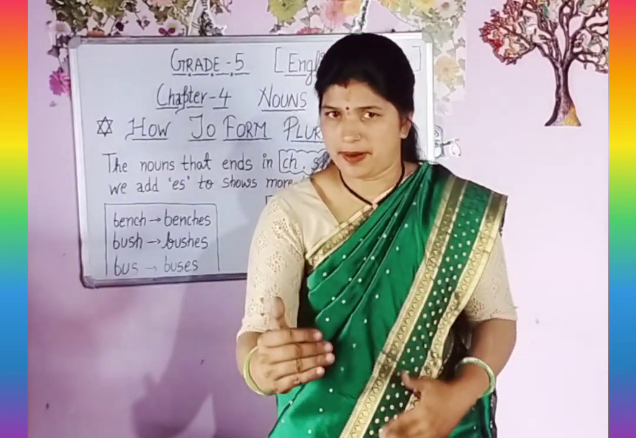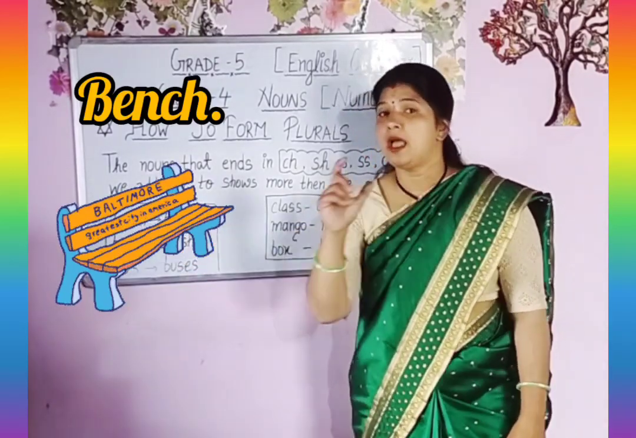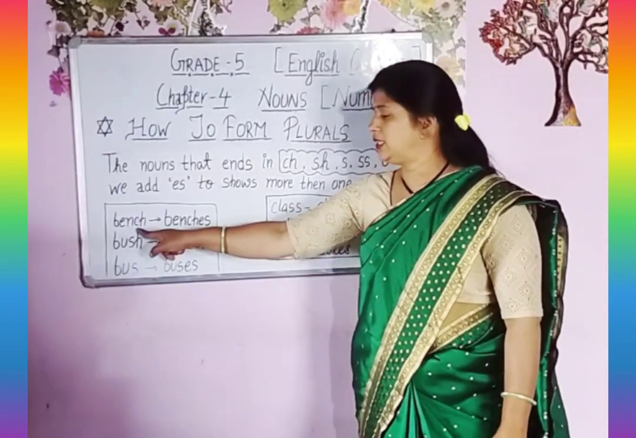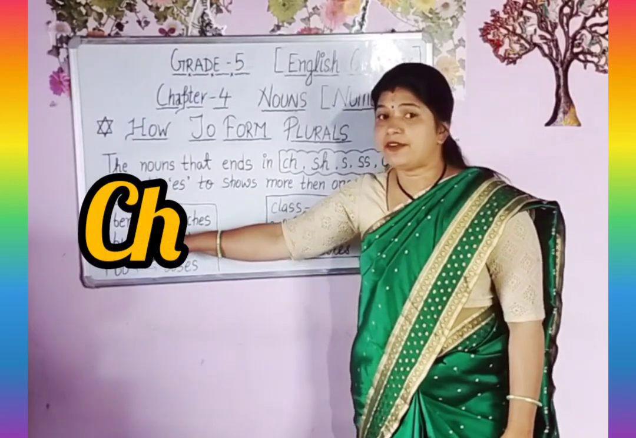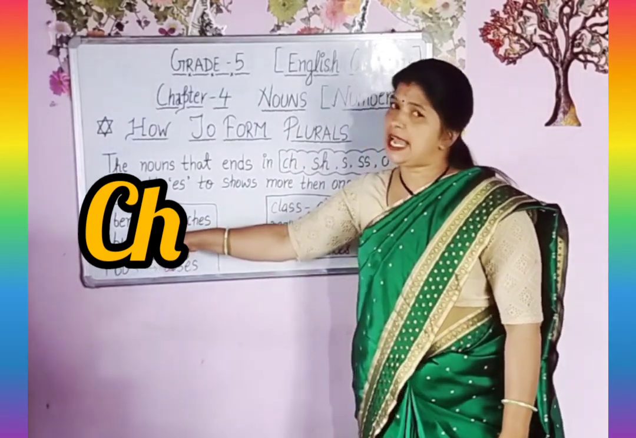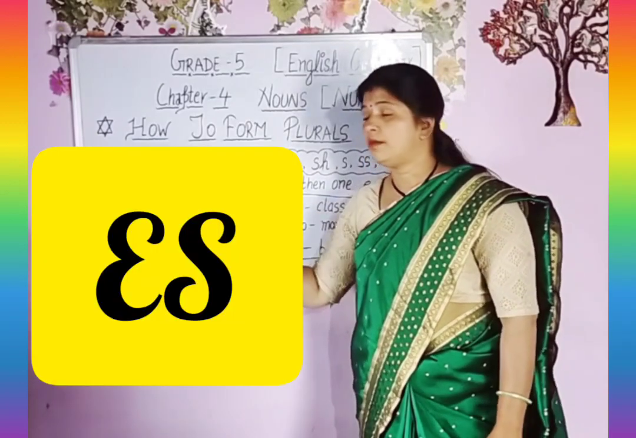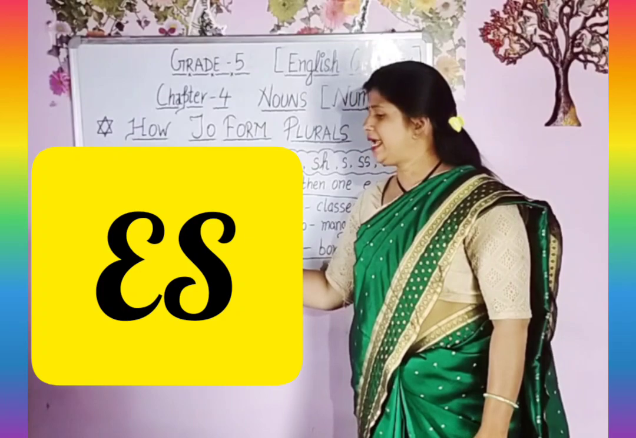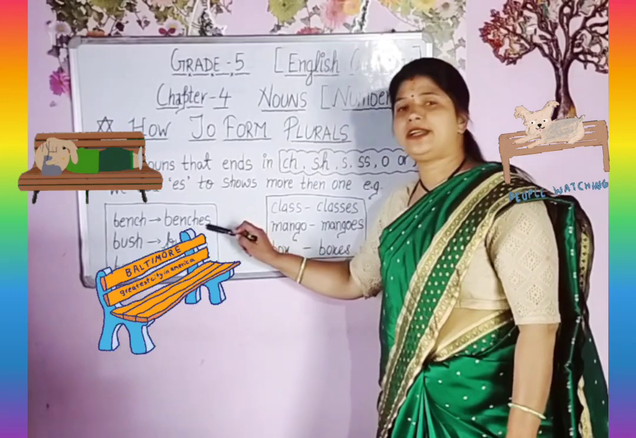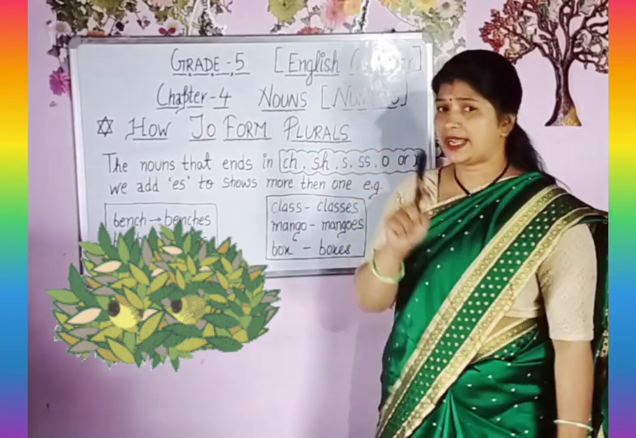For example, my dear students, the first word is bench, B-E-N-C-H. Here you can see that the last two letters are CH. So if CH is at the end, then we always add ES to the singular form. Now it has become benches, B-E-N-C-H-E-S.